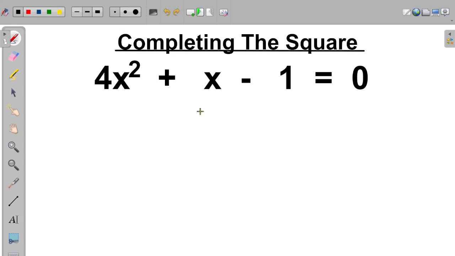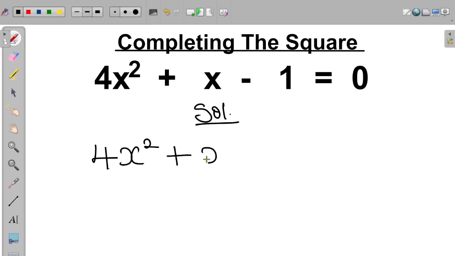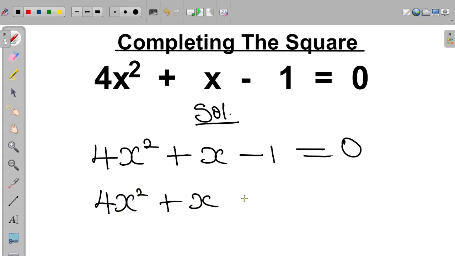Hello everyone, in this video we'll be solving this quadratic equation using the completing the square method. So we have that 4x squared plus x minus 1 is equal to 0. The first thing we do here is move the constant term, which is -1, to the right hand side. So we have that 4x squared plus x is equal to 1.